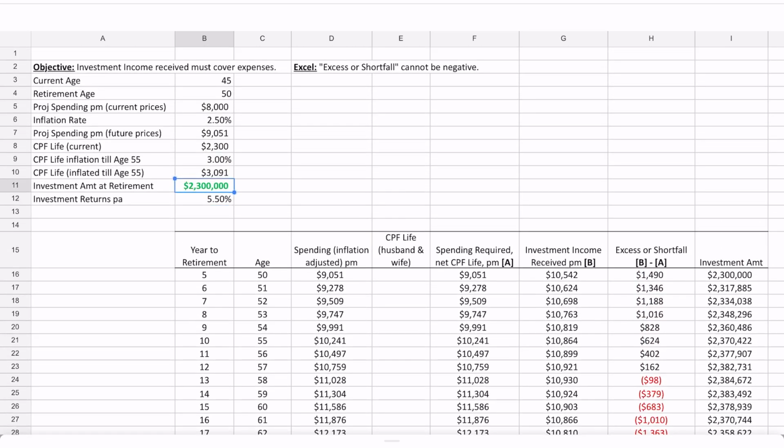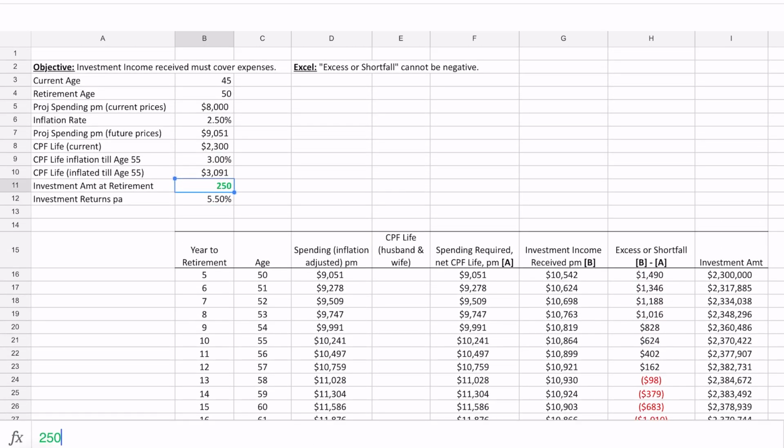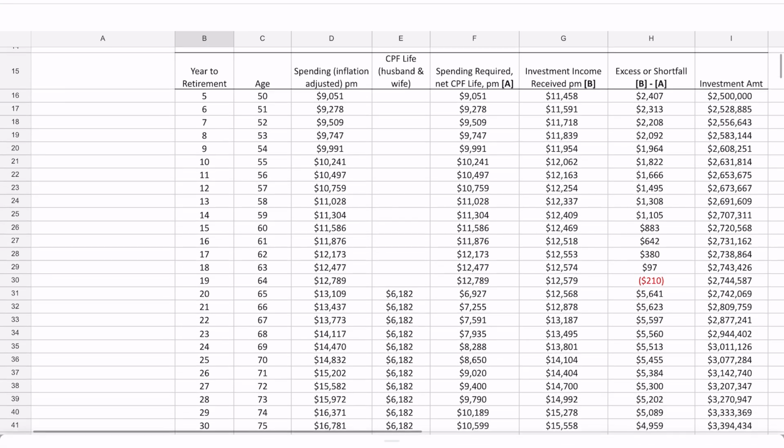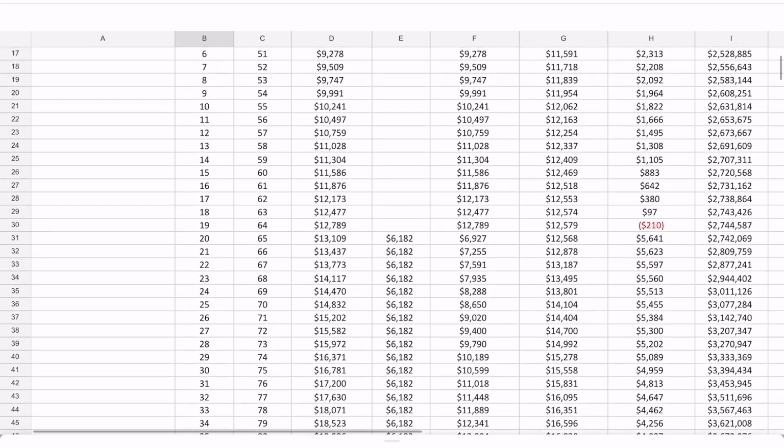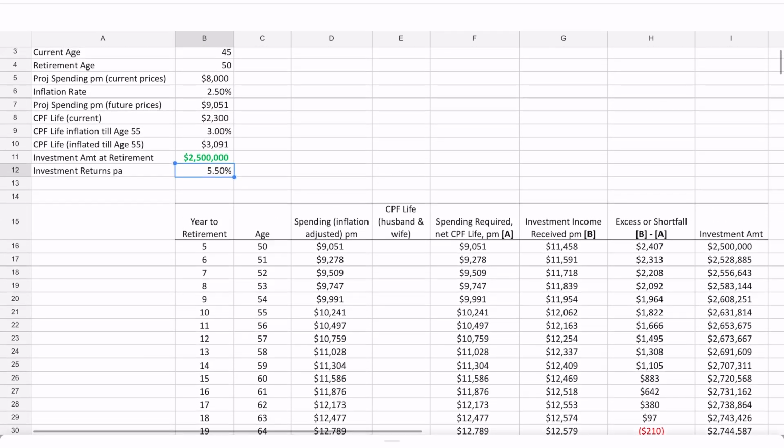For our case, the required investment amount tallies to about $2,500,000, demonstrating the amount needed to secure retirement funding while mitigating risk and preserving the investment principal.